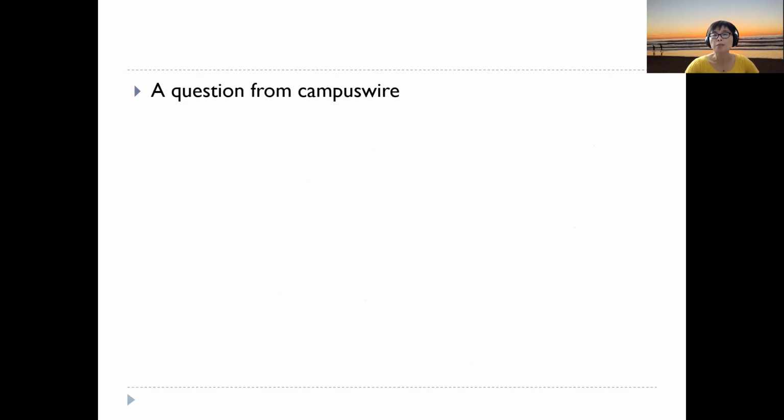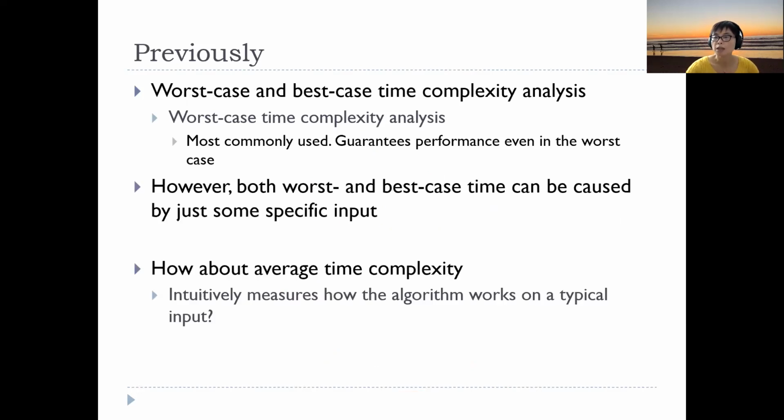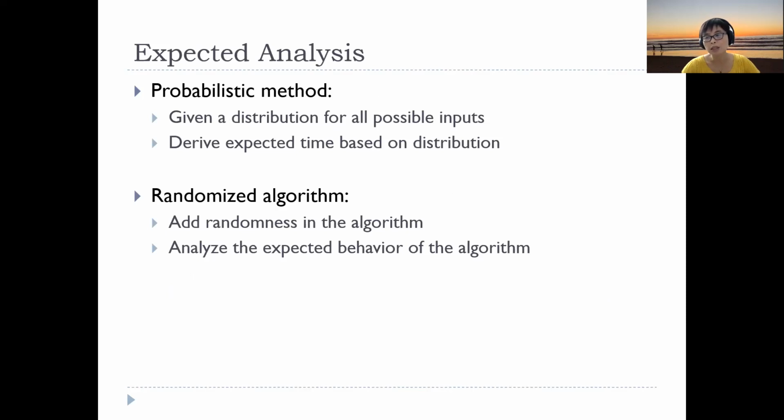Okay, so last time we looked at the worst and the best case. And then we said that, in practice, sometimes both the worst case and the best case can be caused by some specific input, which may not be frequent. So it makes sense to talk about the average, the expected time complexity. And what we did last time is that we distinguished, when we talk about the expected or average running time, that there are different models.